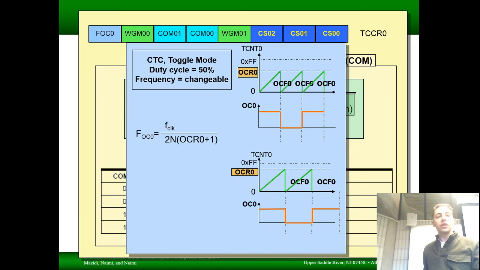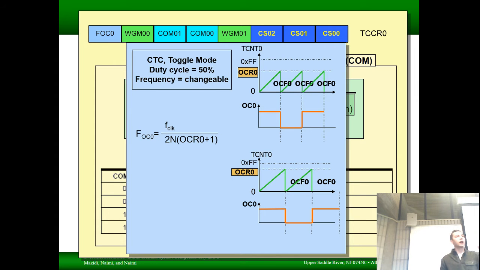Now, in terms of calculating what your frequency is, well, that all depends on your system clock frequency and what you've put in the register. This N stands for your prescaler value. So if you're prescaling at 1 or 8 or 1024, that applies there. So if you want to calculate a given frequency based on what's in the output compare register, you take the output compare register value plus 1, because remember, the event actually happens when it resets to 0. That's what that plus 1 is for.